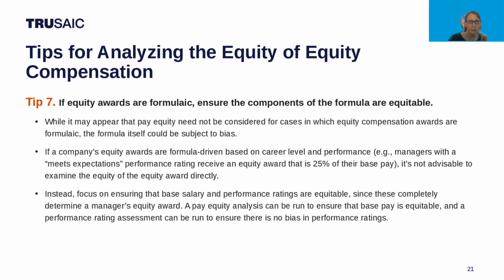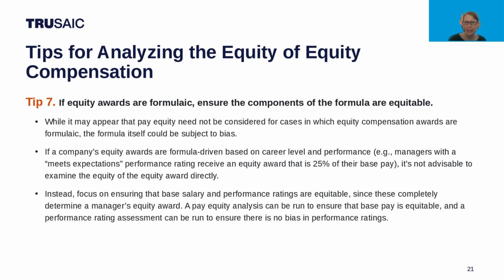And then our seventh tip: if equity awards are formulaic, which they might be for your organization, we're recommending ensuring that the components of the formula are equitable. If you have a formulaic equity compensation program, it generally leaves fairly little room for manager discretion, but the formula itself could be subject to bias. For example, let's say equity awards are completely formula driven, a combination of career level and performance rating. Those are the two things, and two things alone, that determine your equity award.